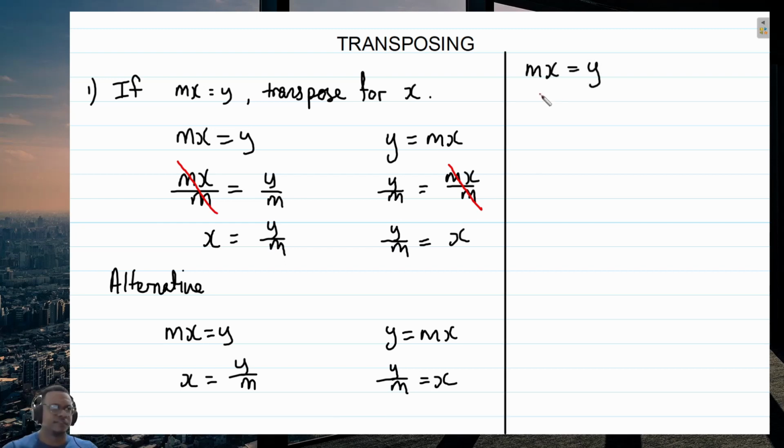Now I'd like to visually show you how the m is moving across and going under the y. So again, I'm going to transpose for x. And that's your answer, transposing for x. Now I'll just like to show it with the mx on the right-hand side. So I'll be moving this m across the equal sign and it will be going under the y.